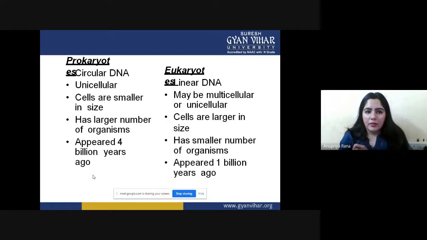Prokaryote cells are smaller in size; if we compare, their size is small. Eukaryotes have a large size. Prokaryotes have a large number of organisms, but they are simple, while eukaryotes have a small number of organisms, but they are the complex ones. Prokaryotes appeared 4 billion years ago, while eukaryotes appeared just 1 billion years ago. So this is a summarized version of whatever you studied till now. These differences are basically based on them.